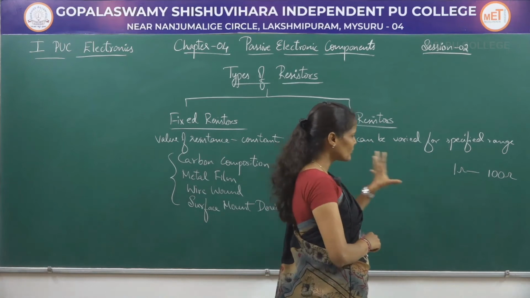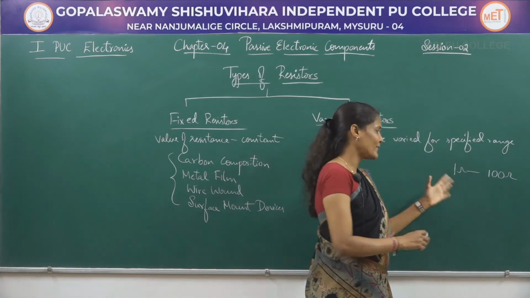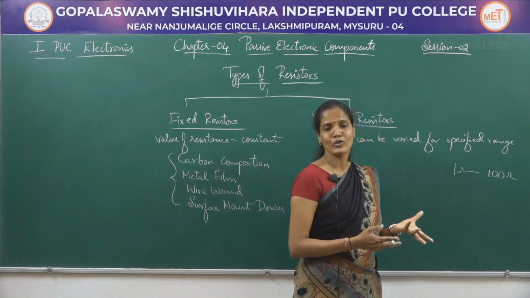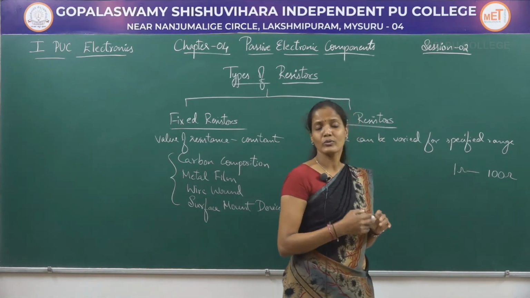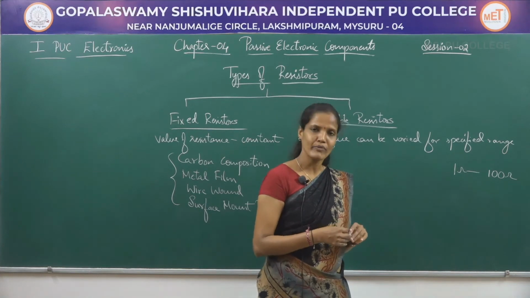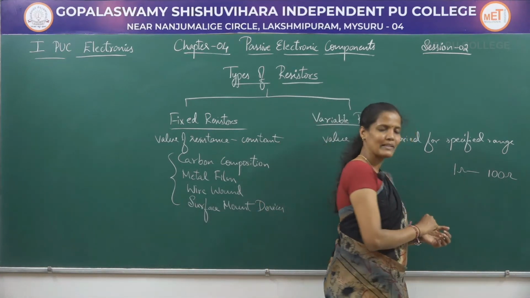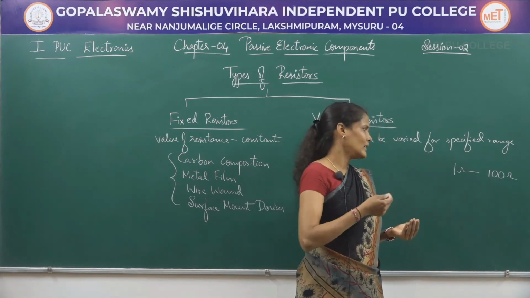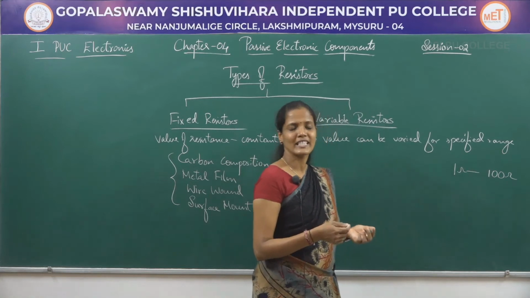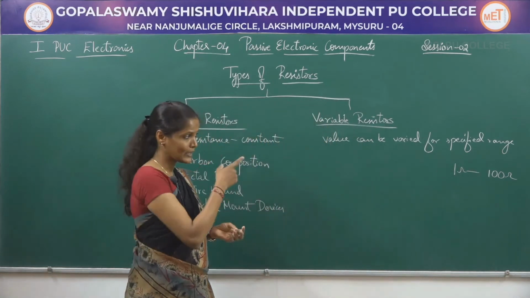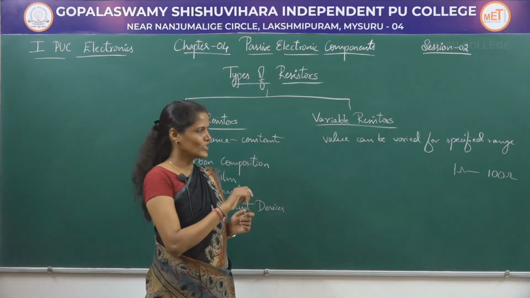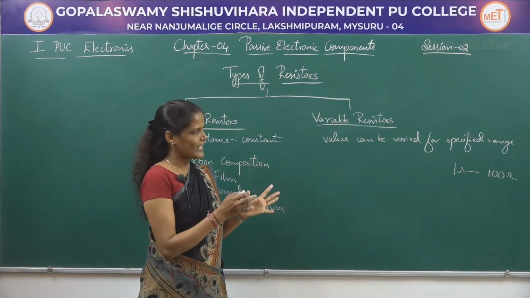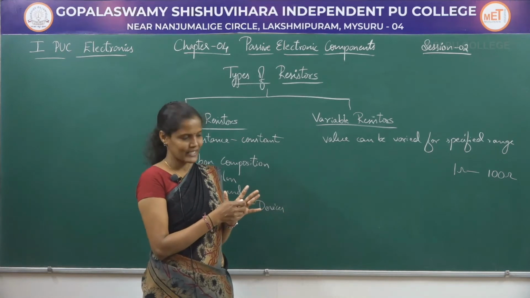So I can use this variable resistor, which has a specified range of 1 ohm to 100 ohm, and set different values of resistance. Suppose I want to set the resistance value as 55 ohms, then I can use this variable resistor and set it to 55 ohms. In the same way, if I want to change its resistance value to 80 ohms, I can use the same resistor to change the value to 80 ohms. So for a given specified range, I can change the value of the resistance.